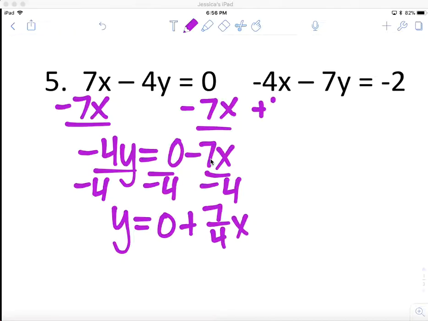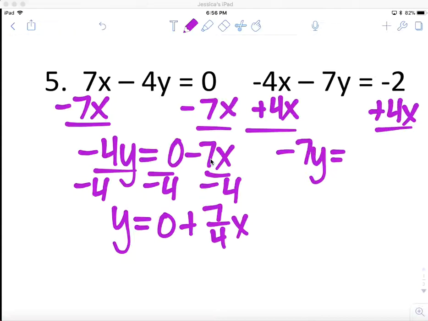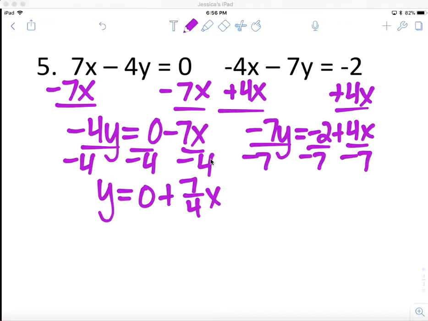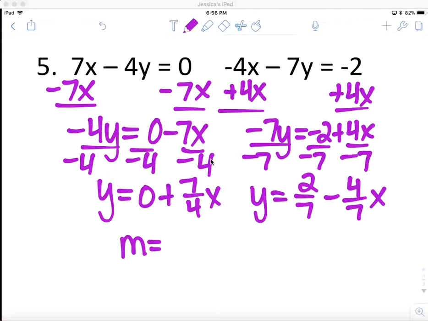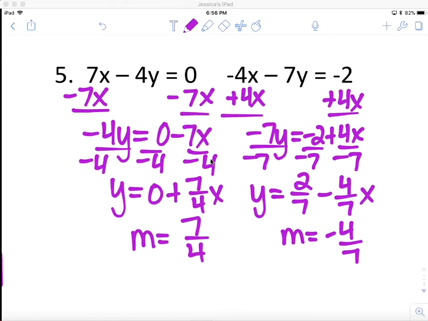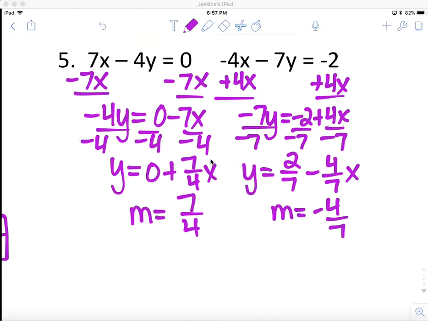For the second equation, I add 4x on both sides. Then I divide everything by negative 7. Negative 2 over negative 7 becomes positive 2 over 7. And positive 4 divided by negative 7 is just negative 4 over 7x. So for the first equation, I have a slope of 7 over 4. For the second equation, I have a slope of negative 4 over 7. These are opposite, one's positive and one's negative, and they are reciprocal. So these are perpendicular.